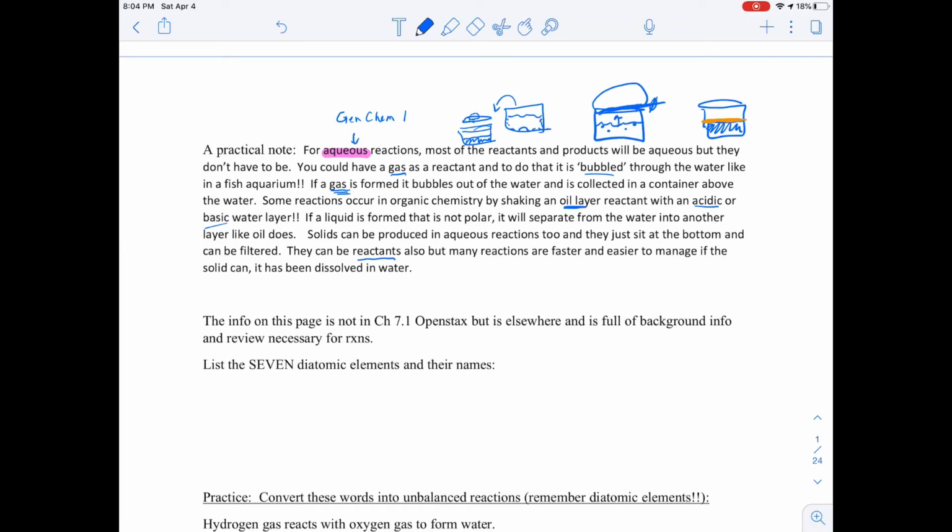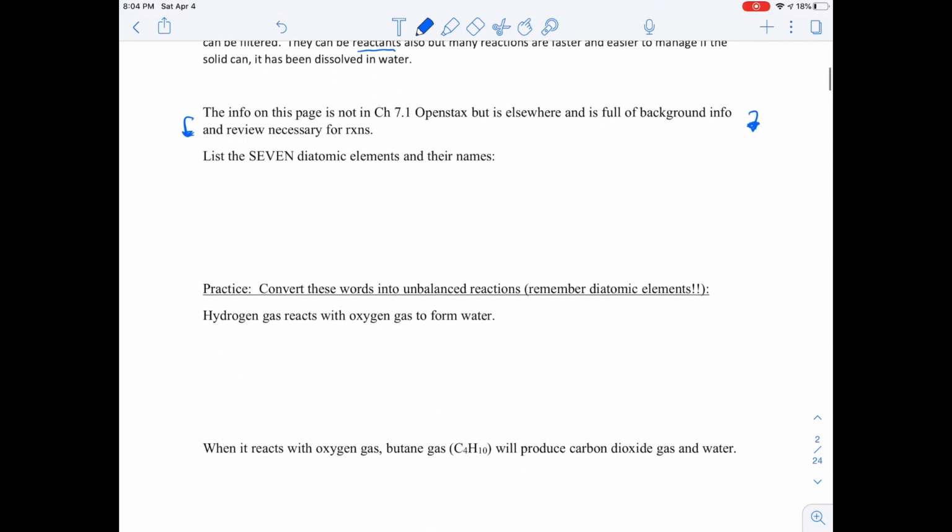I've got some info on this page. If you're reading through OpenStax, you're not going to find this. I don't know why it's not there, but here's a reminder of a few things. First of all, there are 7 diatomic elements, and we talked about those. Those are the ones that make a 7 on the periodic chart, plus over here we have our hydrogen. So we have N2, O2, F2, Cl2, Br2, and I2. And then hydrogen, H2. If you find it in the periodic chart, it'll look like that. And so there are 7 of them.